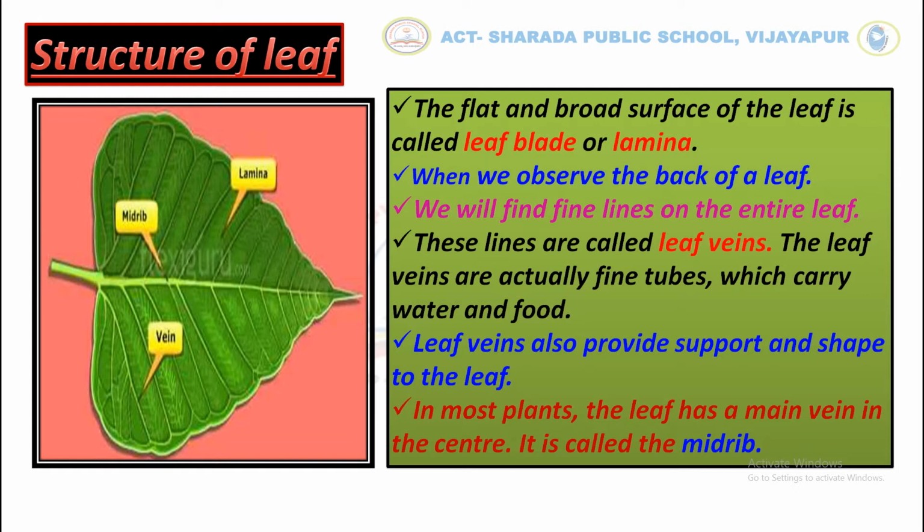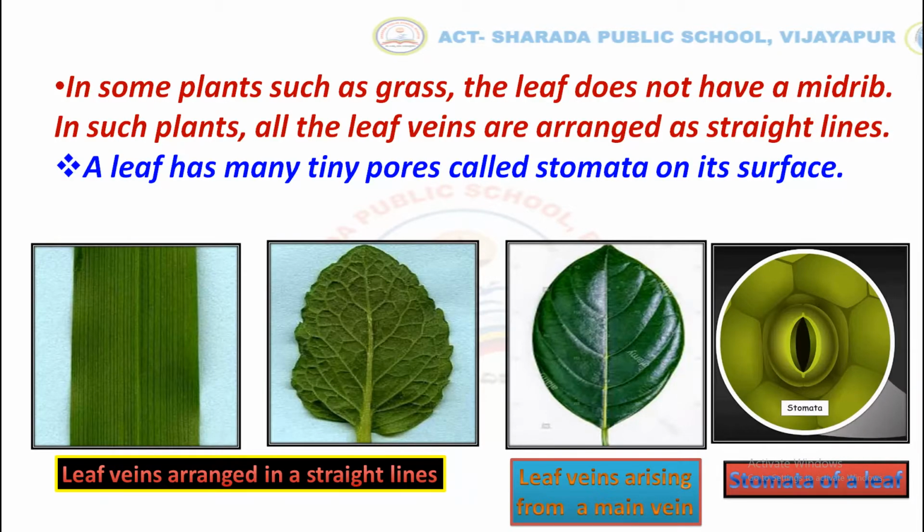In most plants, the leaf has a main vein in the center. It is called the midrib. In some plants, such as grass, the leaf does not have a midrib. In such plants, all the leaf veins are arranged as straight lines. A leaf has many tiny pores called stomata on its surface.